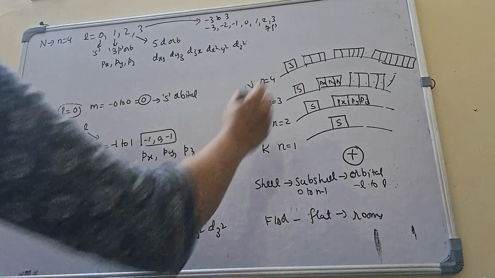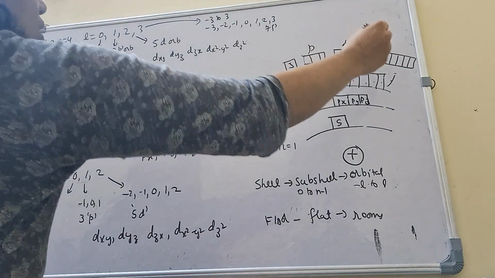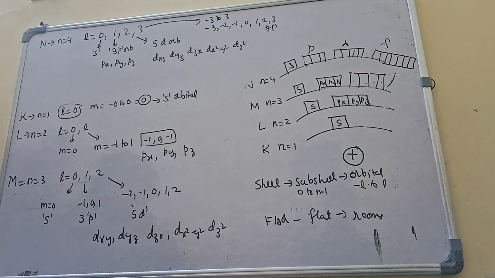Alright, so this is how it is. This is P, this is D and this is F. I want you to get this picture in mind. This is about orbitals. So what did we learn?